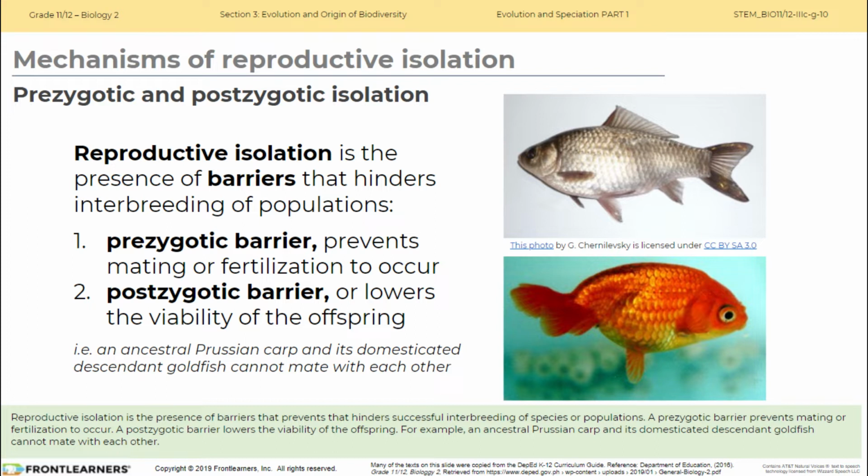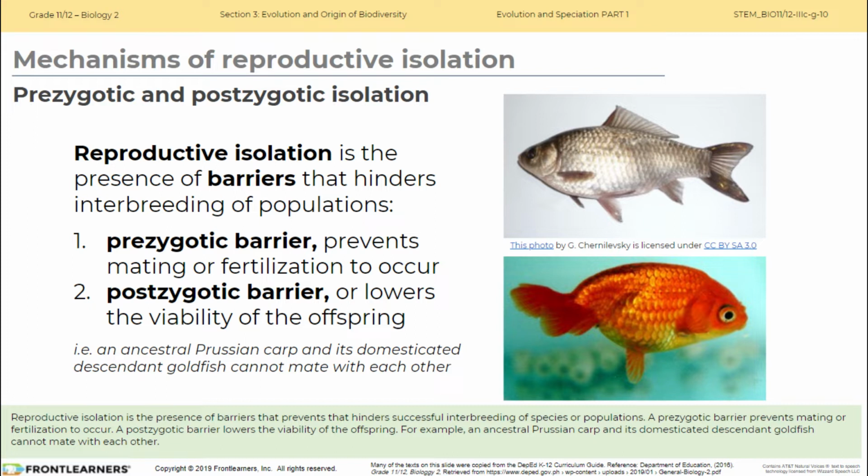So, kaya silang mag-mate, but there are barriers that hinder them from mating although they are capable of mating. Yun yung prezygotic barrier. Now we have the postzygotic barrier. So in here, the postzygotic barrier lowers the viability of the offspring. They are able now to mate. Sabihin natin nagkaroon silang mating. However, they cannot produce offspring. Bakit kaya? So from this lesson, sa susunod na slide, ma-unleash natin yung mga reasons why they cannot produce offspring.